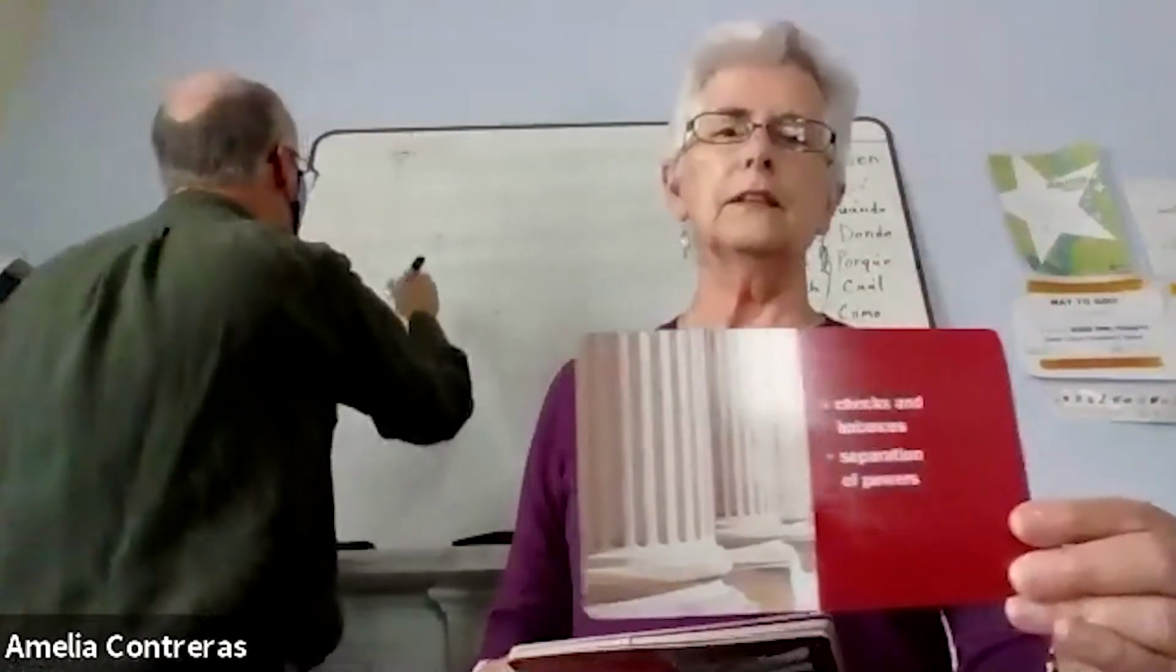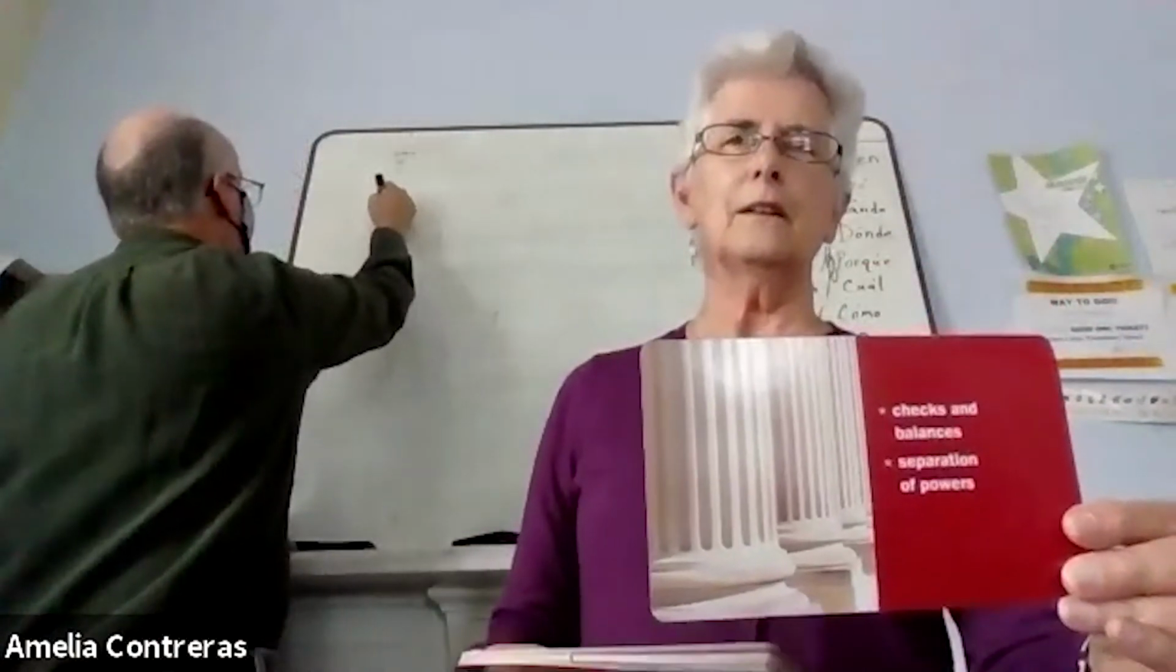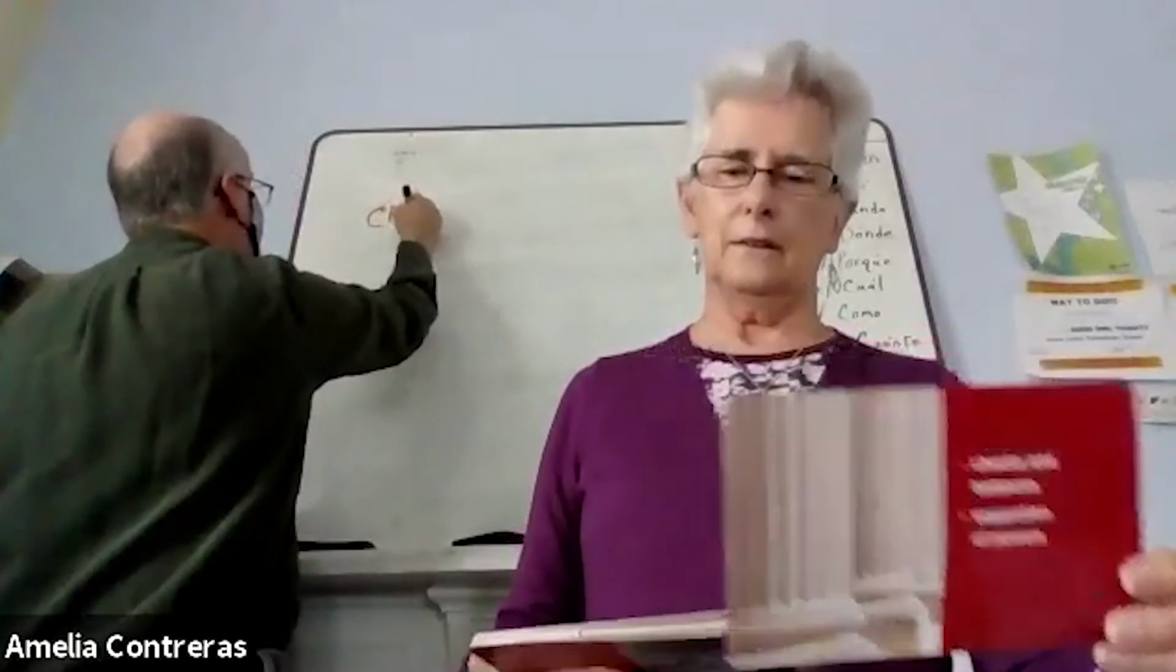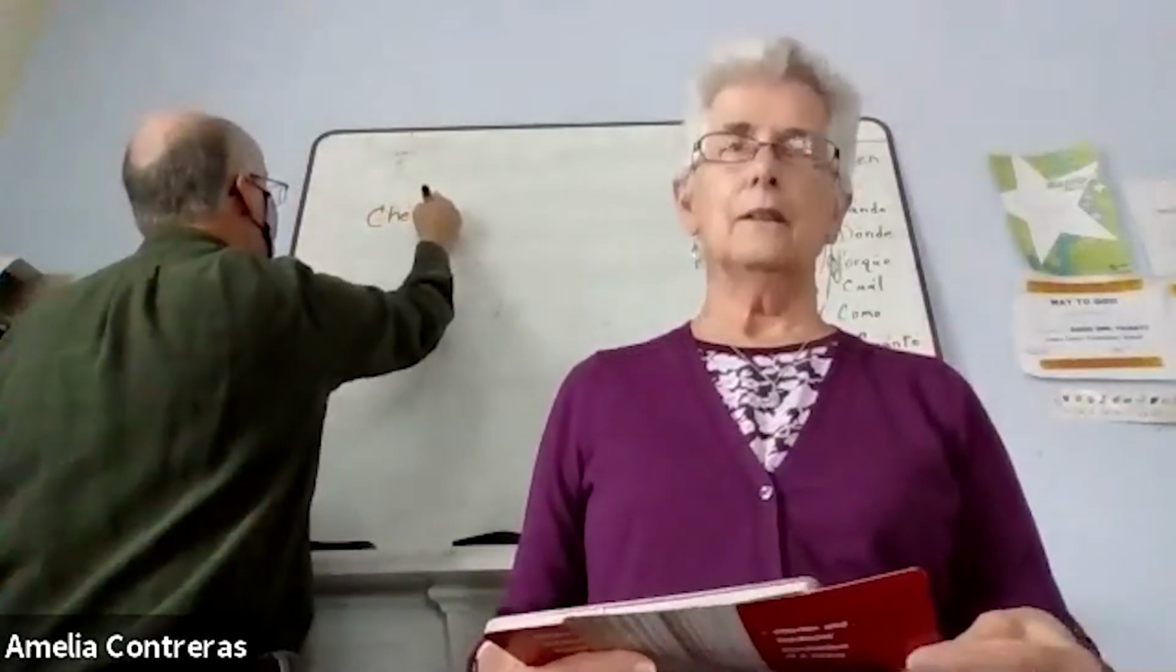What stops one branch of government from becoming too powerful? Checks and balances, separation of powers. Okay. Either answer will work.